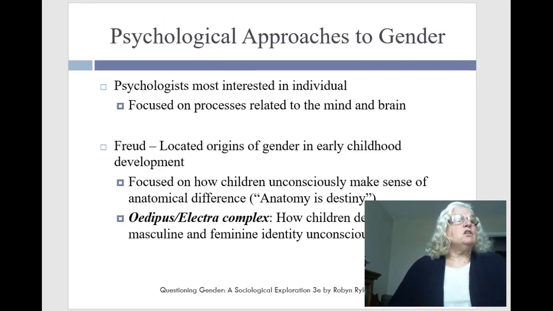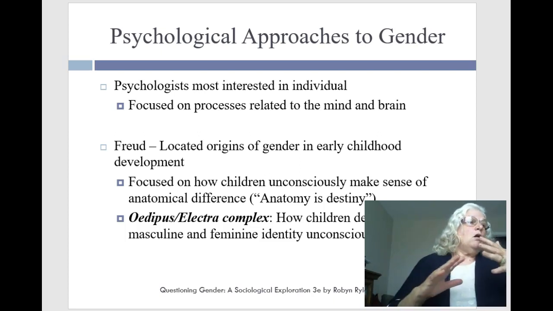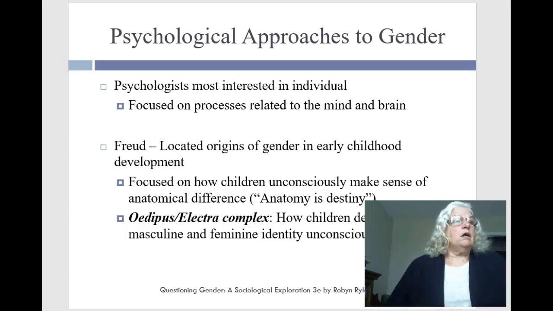So, psychology approaches. Psychologists were most interested in the individual, and they focus on the process of the mind and the brain. Now, there are some interesting studies out there that we know that women's and men's brains do function somewhat differently. And we have found that out biologically. We have looked at some of those things psychologically that come into place. We have to understand that we all work in conjunction with each other.